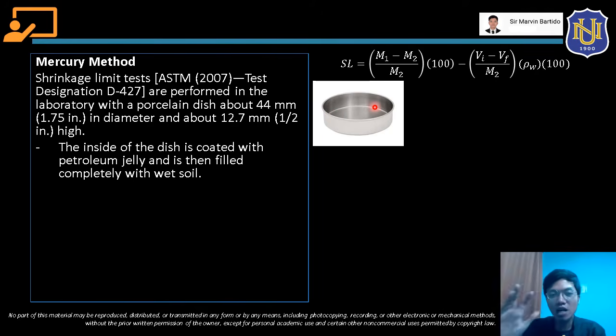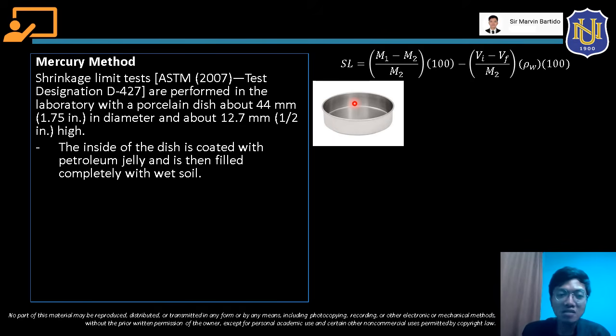Okay, so class, yung ginagawa natin dito, the inside of the dish is coated with petroleum jelly and is then filled completely with wet soil. So ito, class, nilalagyan natin ito ng wet soil and pinupuno natin yan ng wet soil. But before we put the wet soil here, class, kailangan muna natin lagyan ng petroleum jelly yung inside nitong dish na ito. So the reason for that, class, is because kapag na-dry na natin yung wet soil na yon, para hindi siya magdikit-dikit, 'di ba? Or hindi siya dumikit dun sa dish natin. Yun yung reason kaya natin nilalagyan muna ng petroleum jelly.